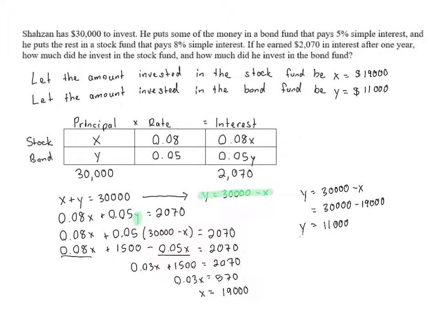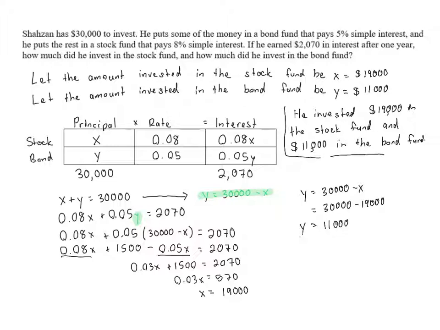So to state our conclusion, they asked how much did he invest in the stock fund and how much did he invest in the bond fund. We can say he invested $19,000 in the stock fund and $11,000 in the bond fund. And that is our final answer.